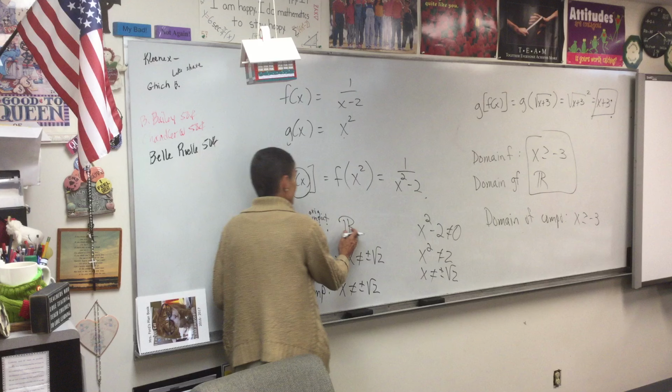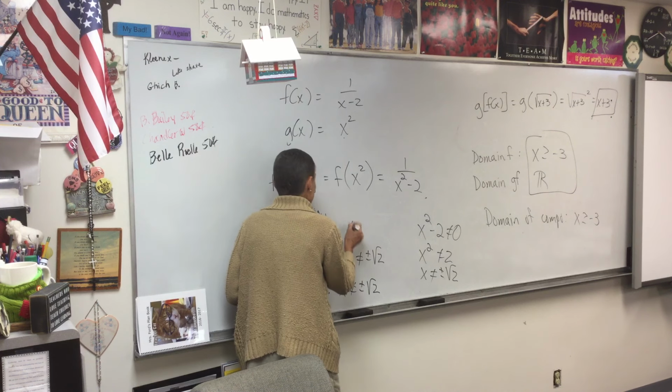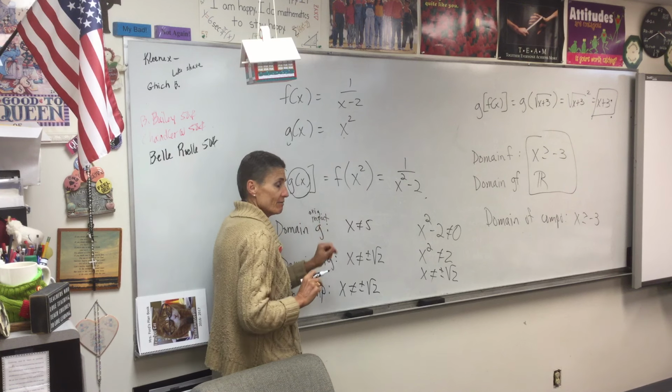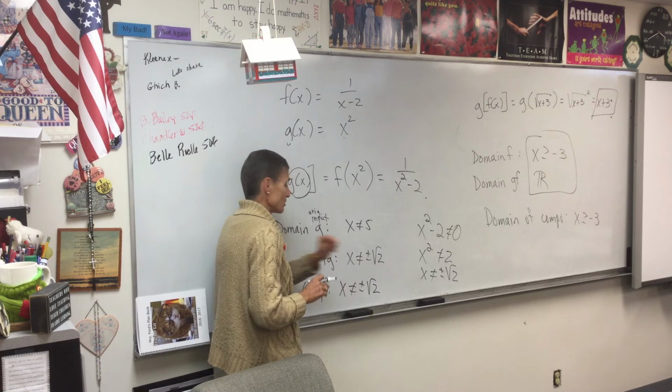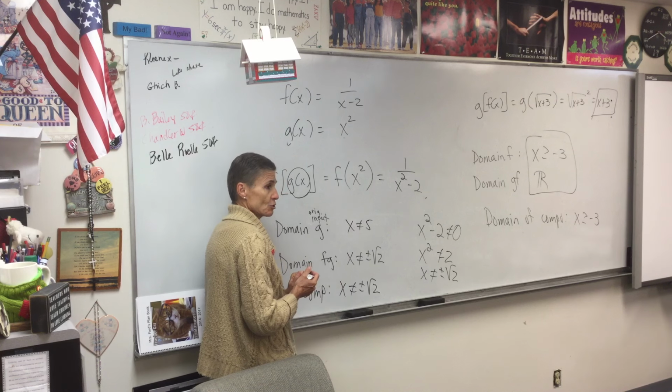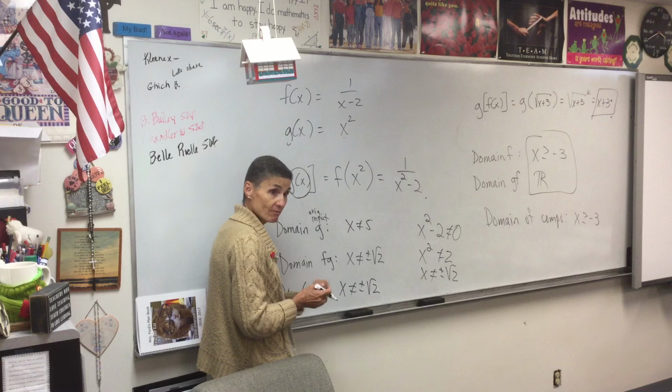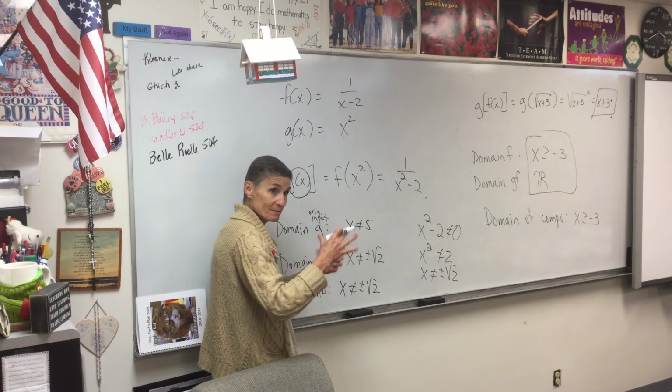Let's suppose for a minute this one had been, x can't be 5. So that's everything but 5. This one's everything except plus or minus root 2. What would the final answer be? Everything except 5 and plus or minus root 2, you put them together.